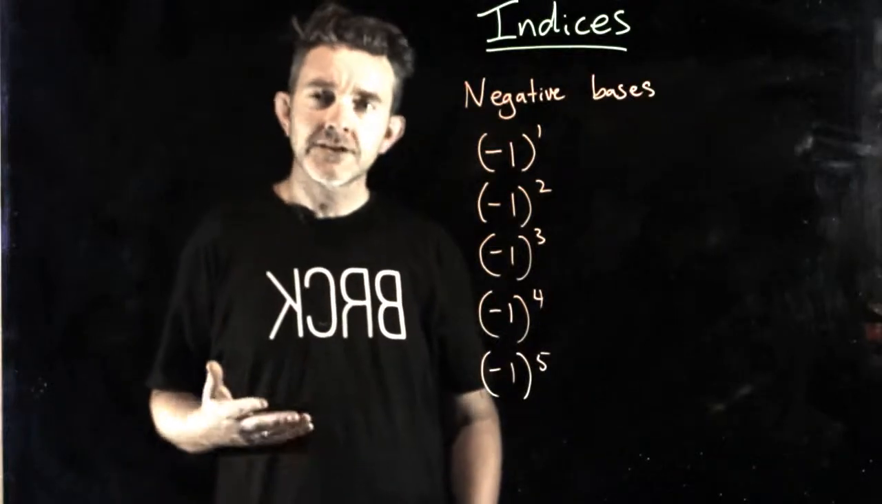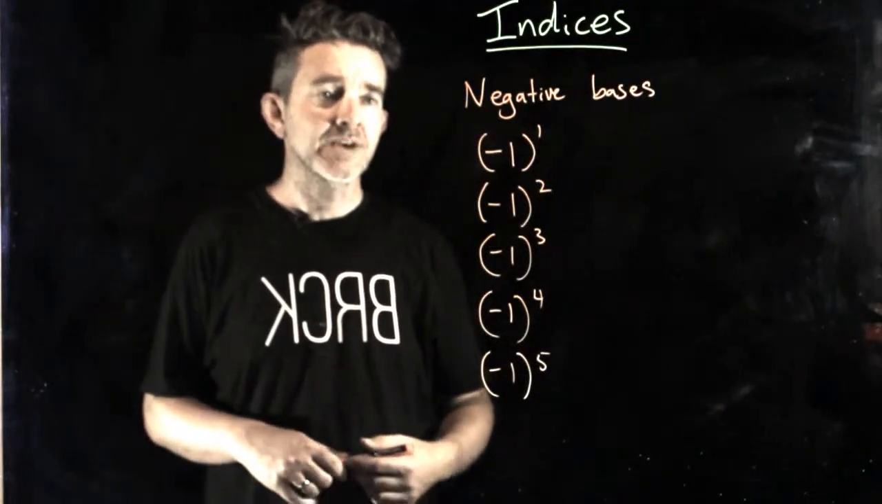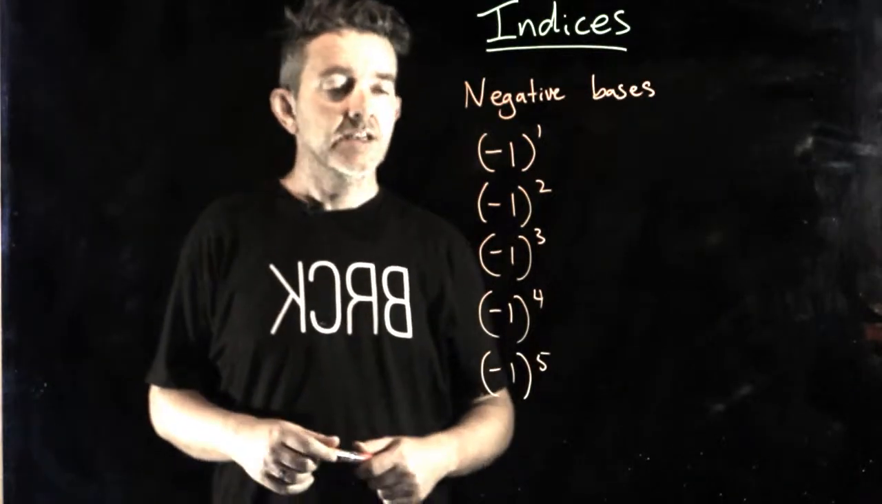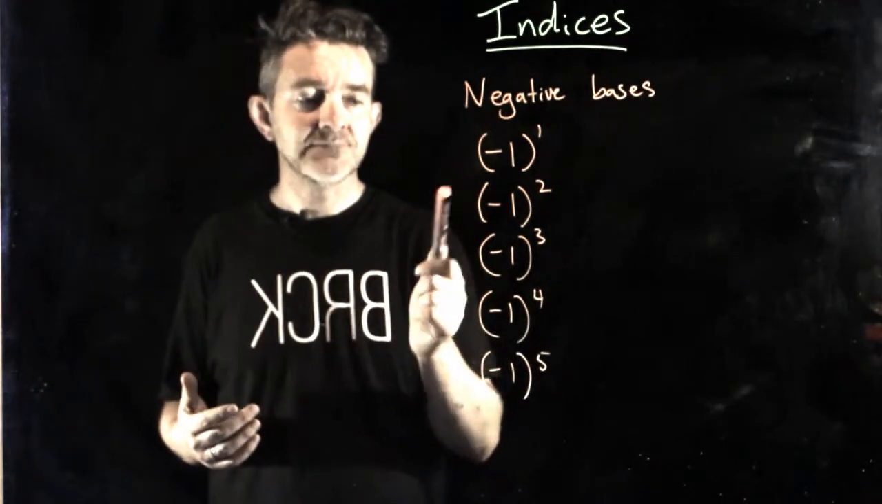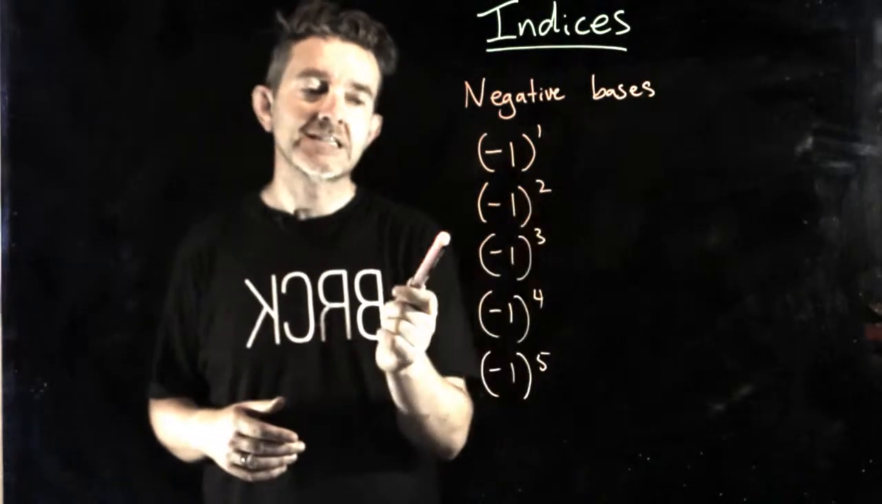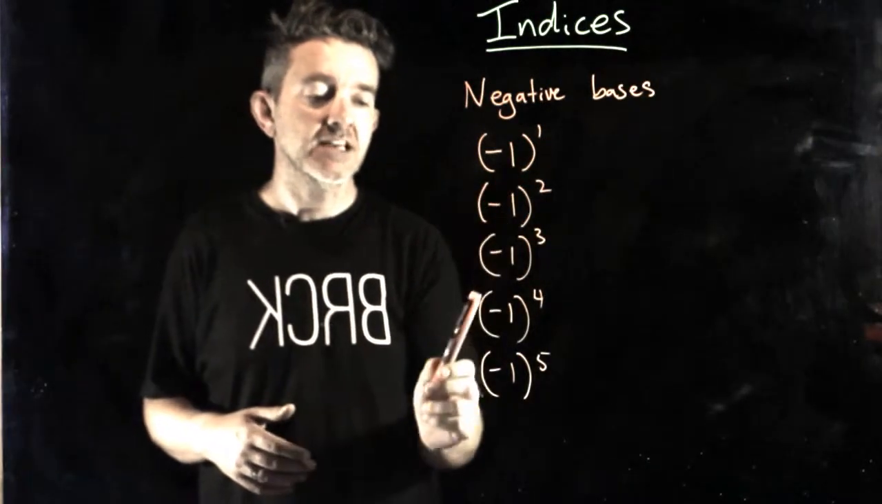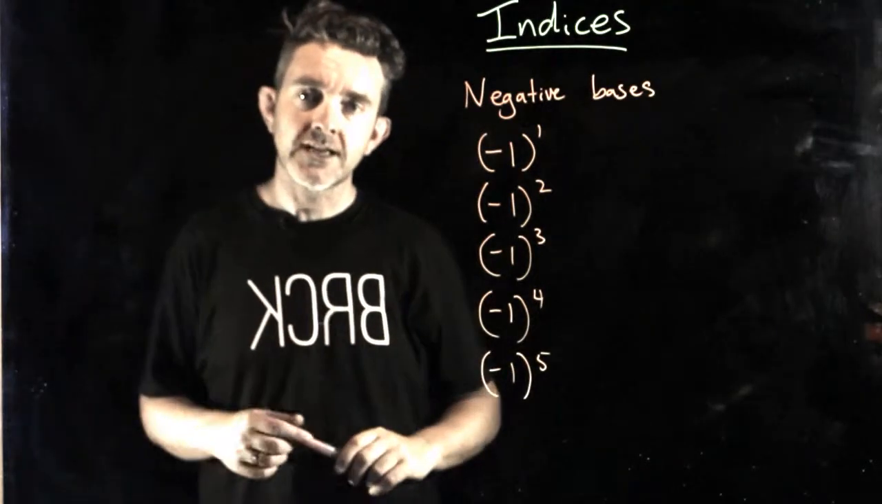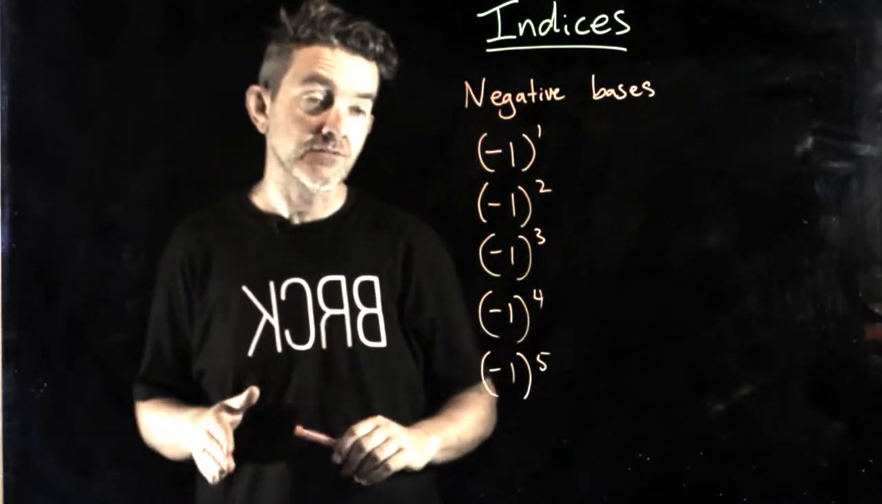Okay, so moving on, negative bases. Negative bases, not a bad thing, they're just negative, they're not positive. So I've got the number -1 here, -1 to the power of 1, -1 to the power of 2, -1 to the power of 3, -1 to the power of 4, -1 to the power of 5. Let's investigate what happens to them when they're to these different powers.